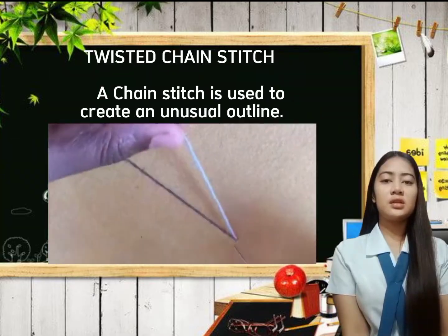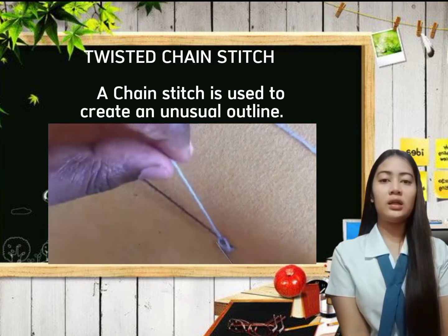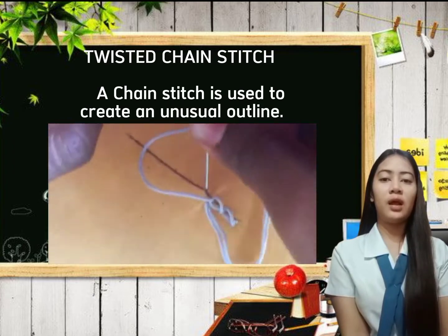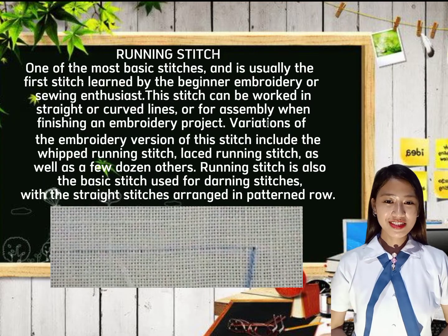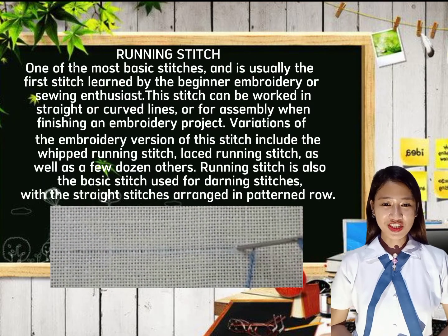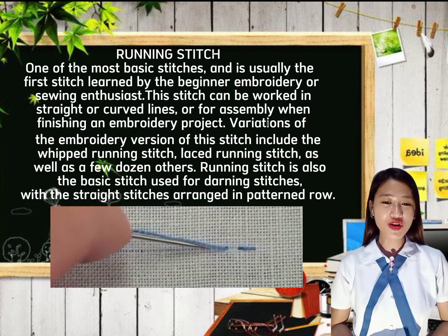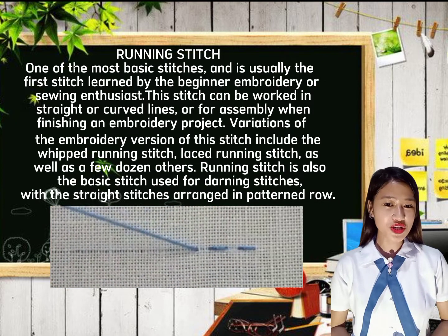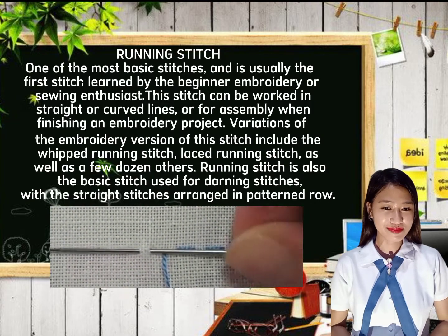Twisted chain stitch. A chain stitch used to create an unusual outline. This twisted chain is a decorative line stitch that's great for curved and straight lines. Running stitch, one of the most basic stitches and usually the first stitch learned by the beginner embroiderer or sewing enthusiast. This stitch can be worked in straight or curved lines or for assembly when finishing an embroidery project.